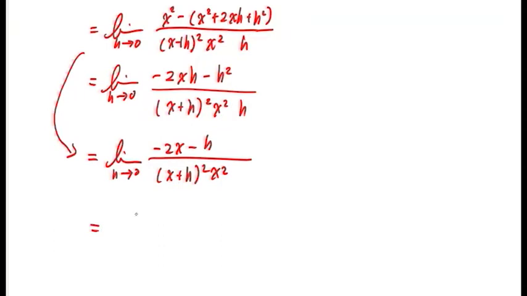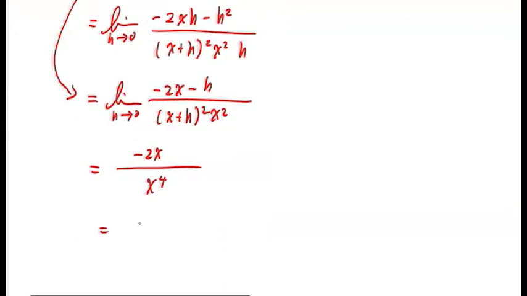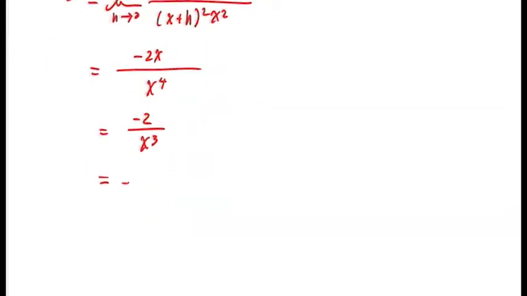So what we have is negative 2x over, let's look at this denominator. This h becomes 0, so this is x squared and another x squared. So we have this, right? And that cancels, so we have negative 2 over x cubed. And since we are trying to get to the power rule, let's just write it like that. So far, so good. Questions now?